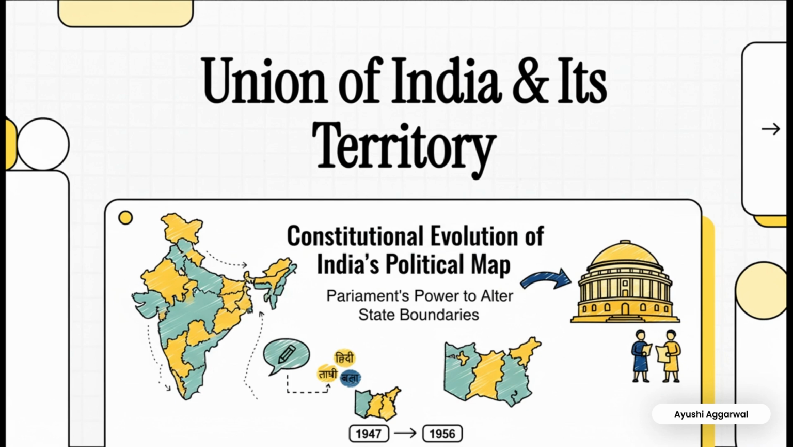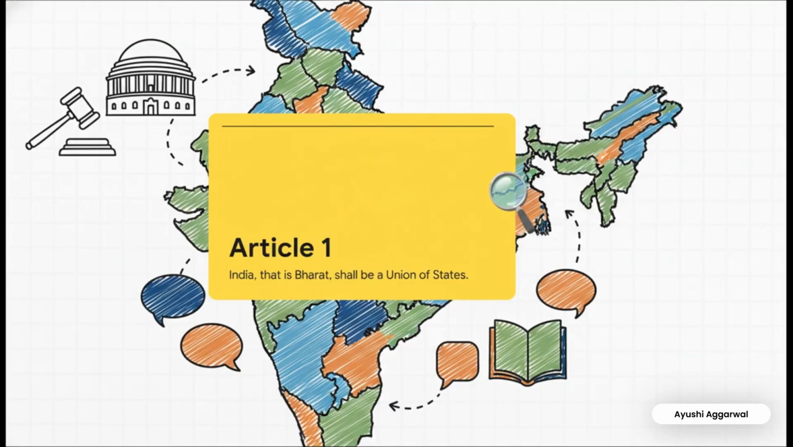So let's begin. All right, so where do we even start? Let's go straight to the source, the Constitution itself. What does Article 1 say? It says, and I quote, "India, that is Bharat, shall be a union of states." Now this single line, it's pure gold from an exam point of view. It makes two things crystal clear.